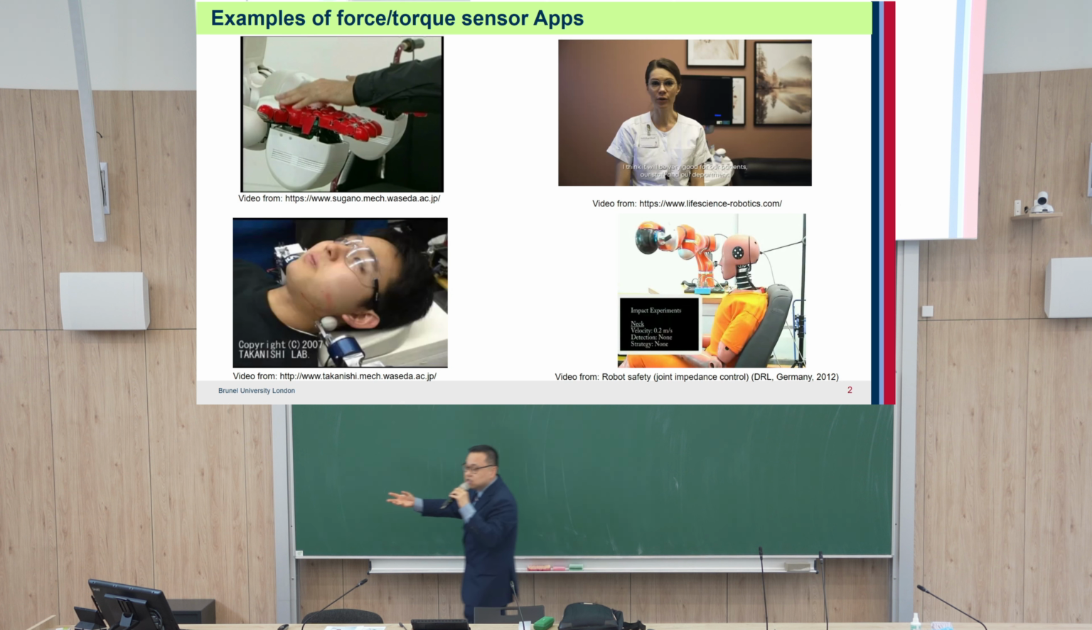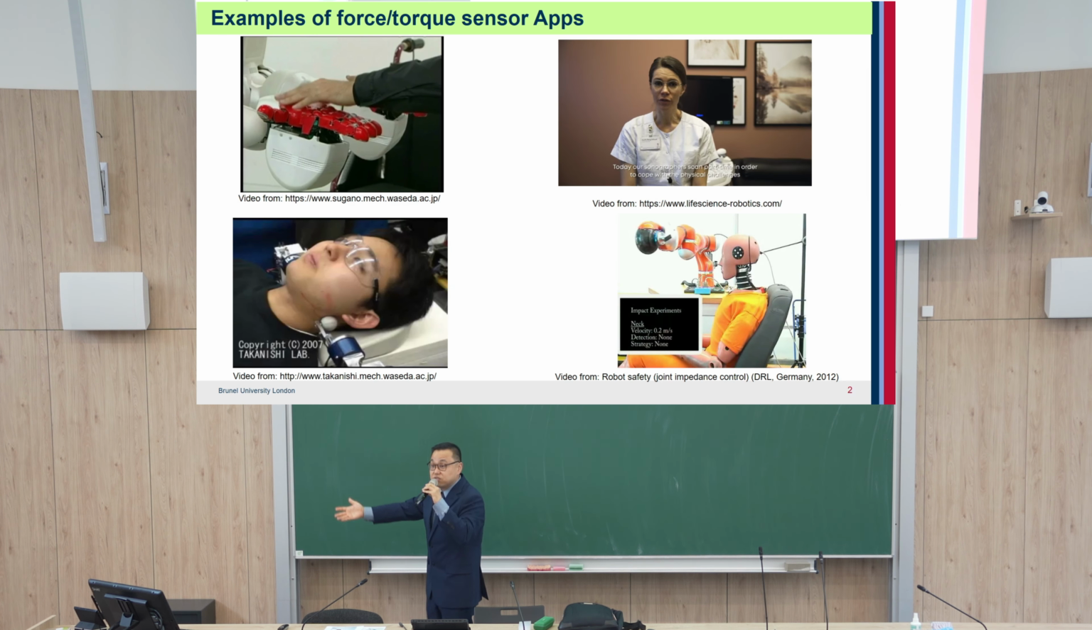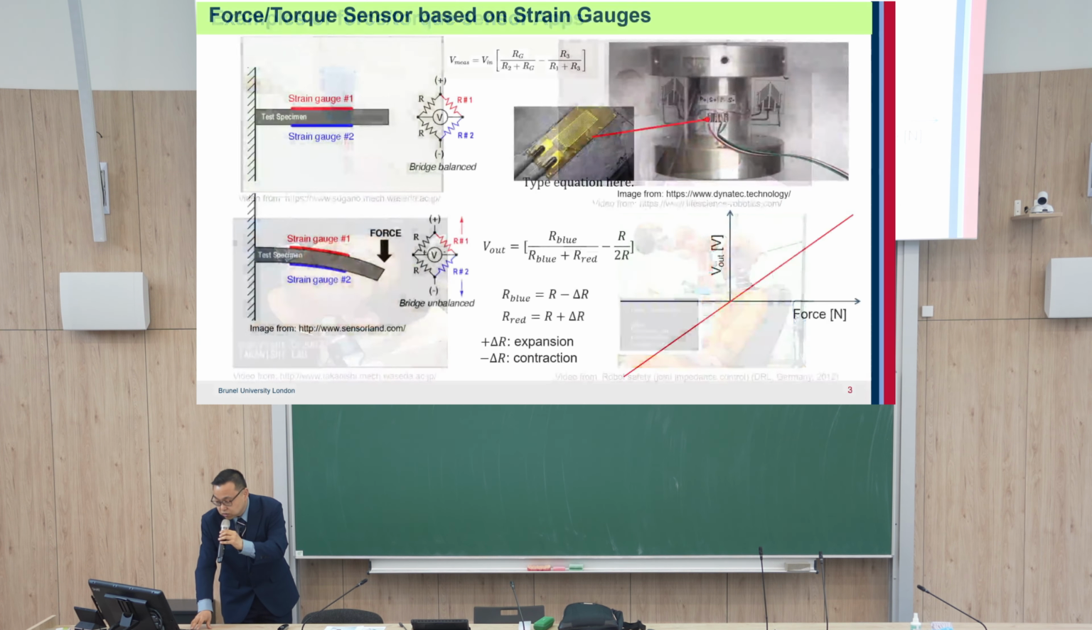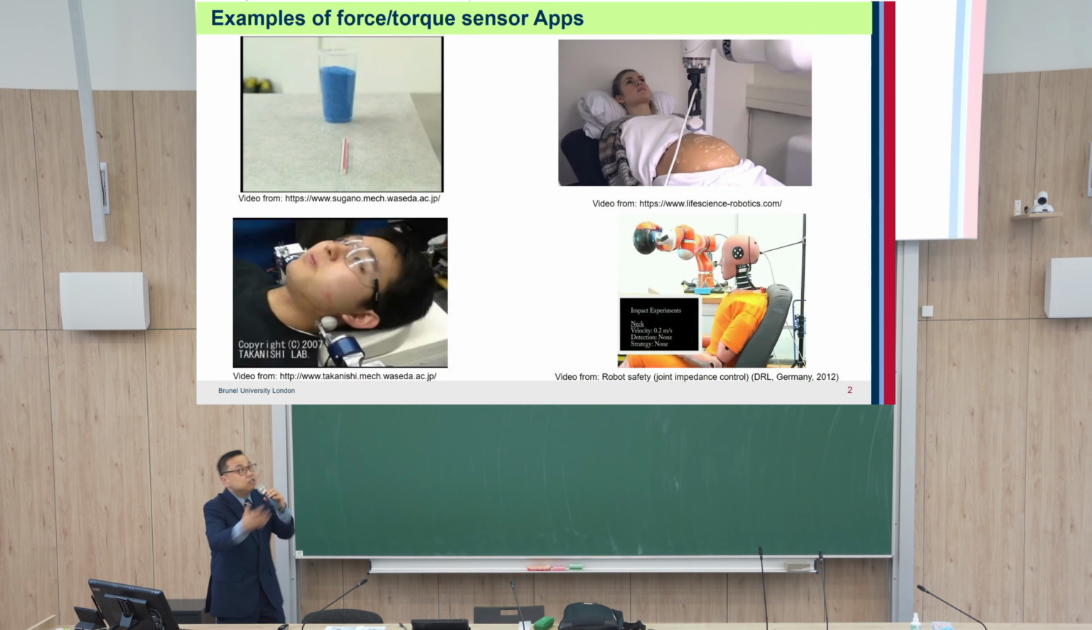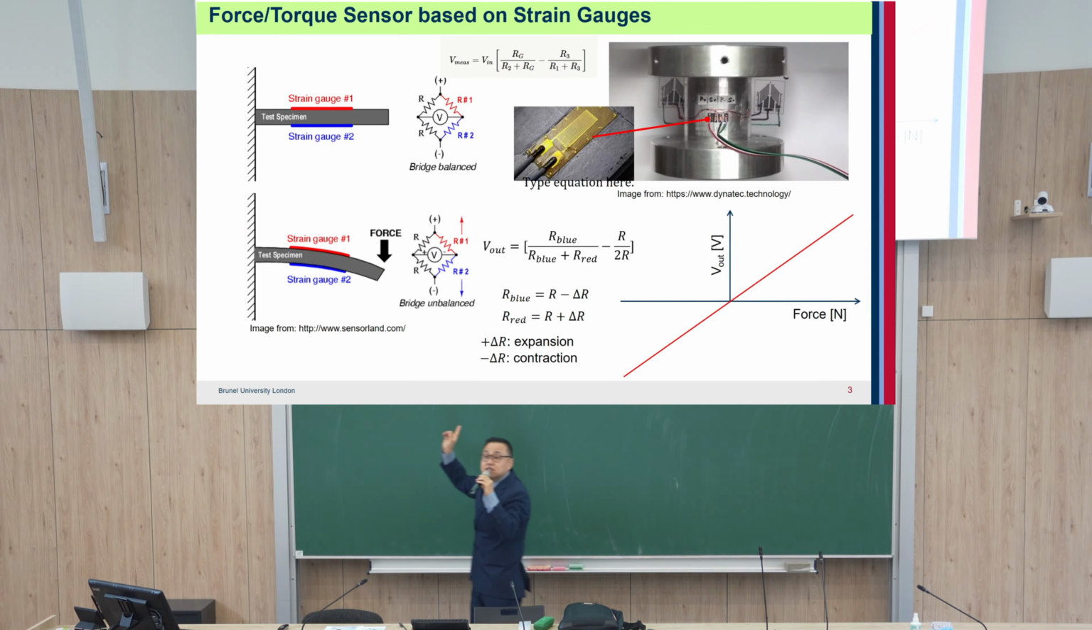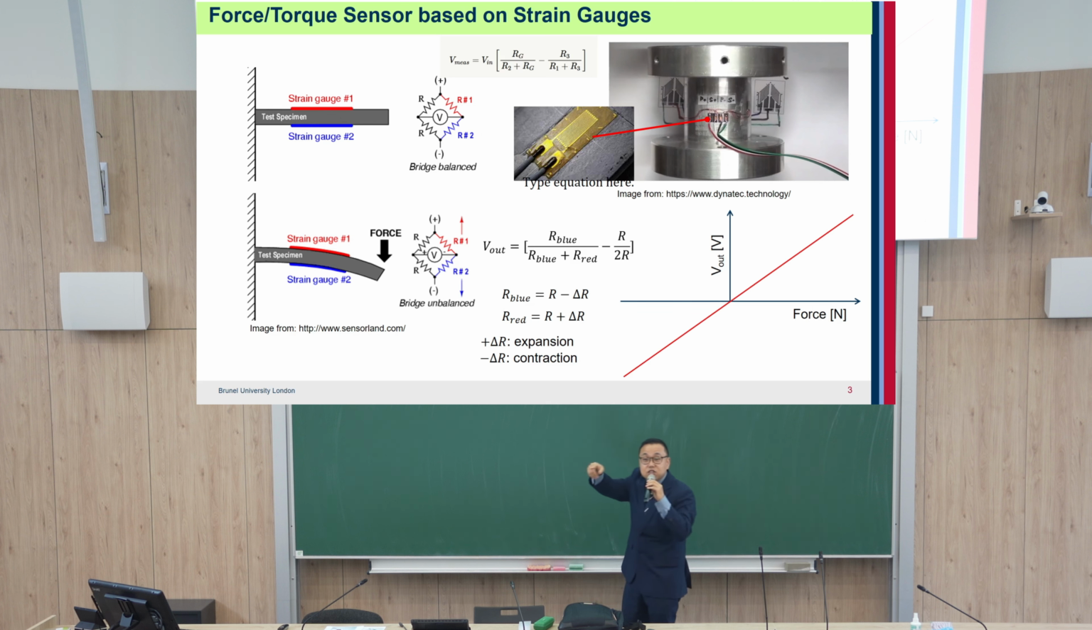Impedance control means we can make all the robot joints very soft. This is also one of the robot control methods. For that reason, we need a force sensor. Have you ever heard of the strain gauge? You are studying electrical engineering, so you know that it's a strain gauge, right?